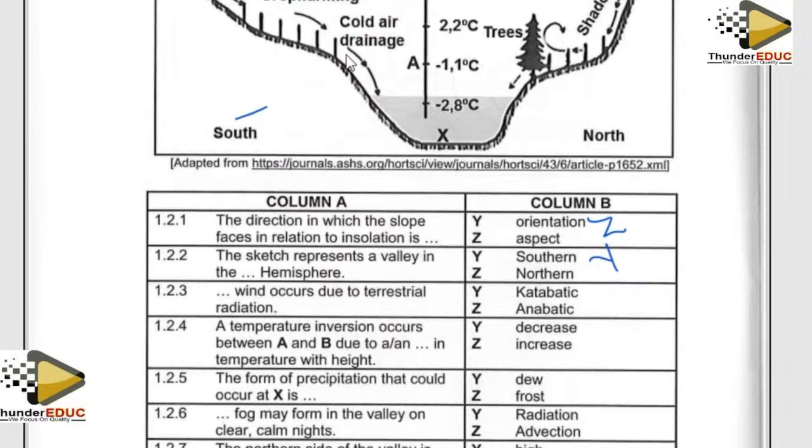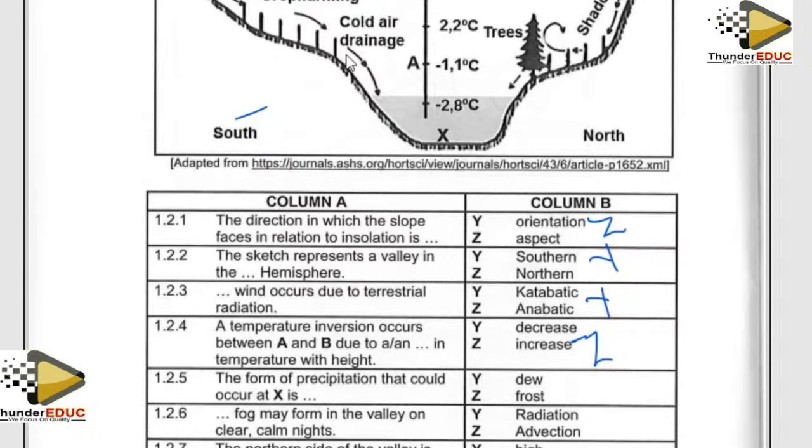The next question is, dash wind occurs due to terrestrial radiation. Which one? It can't be anabatic because terrestrial radiation mainly happens late in the night. So 1.24, a temperature inversion occurs between A and B due to dash and or temperature and height. Obviously, the answer here is Z, which increases. Okay, temperature increases. So 1.24 is Z.